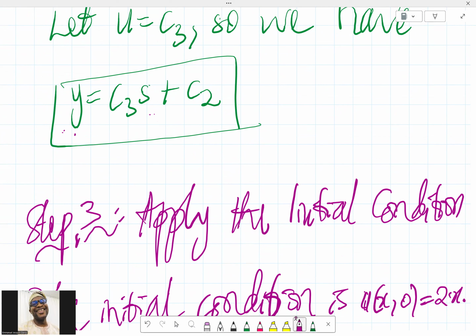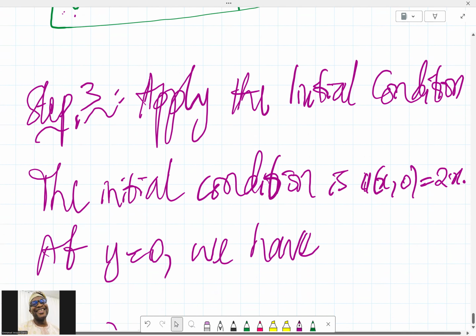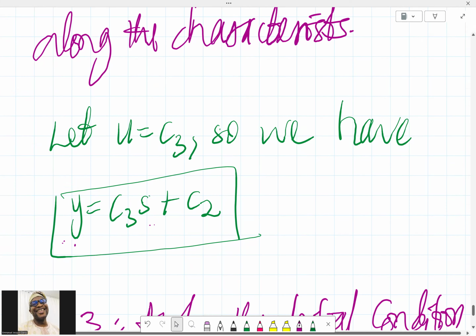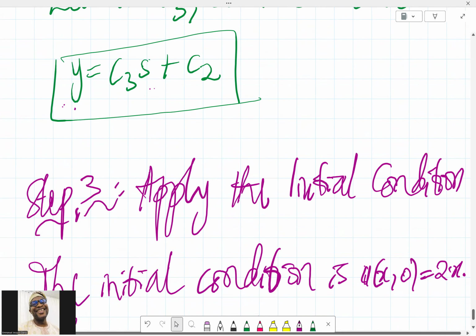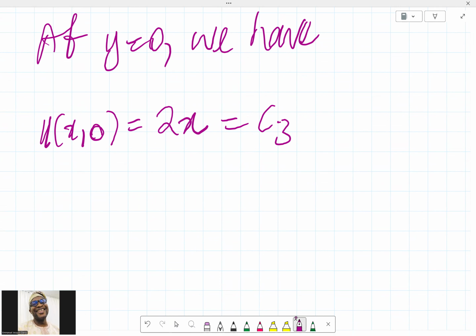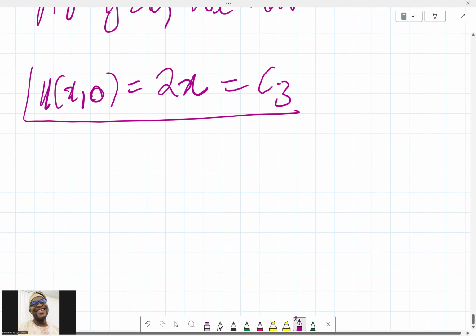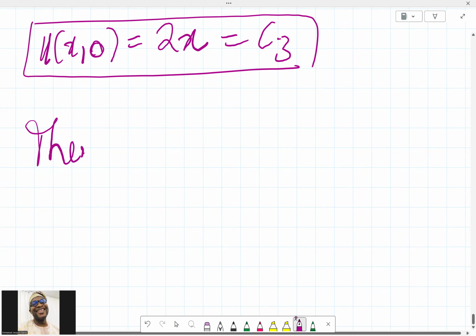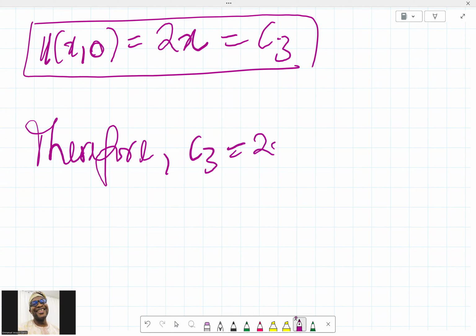And we say let u be equal to C3. So at that point, u is a constant. Since u is a constant, this 2x can as well be said to be C3, because it's constant no matter what the value of y is, right? So we have this expression. Therefore, C3 is equal to 2x.